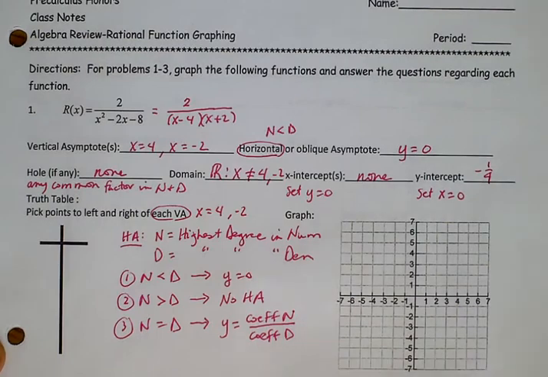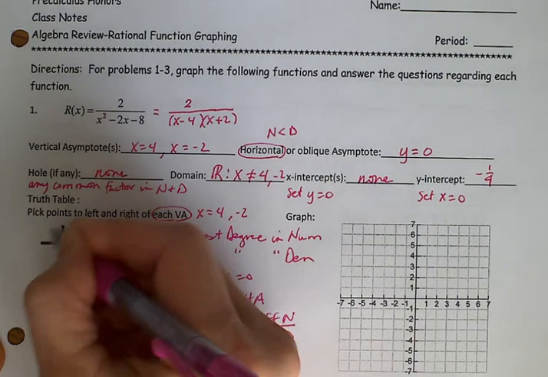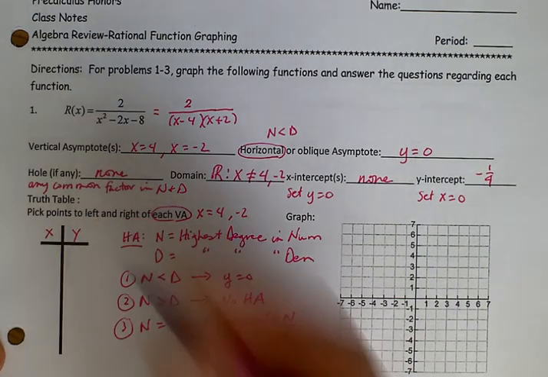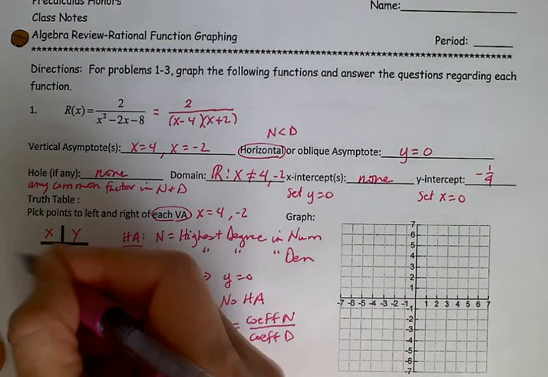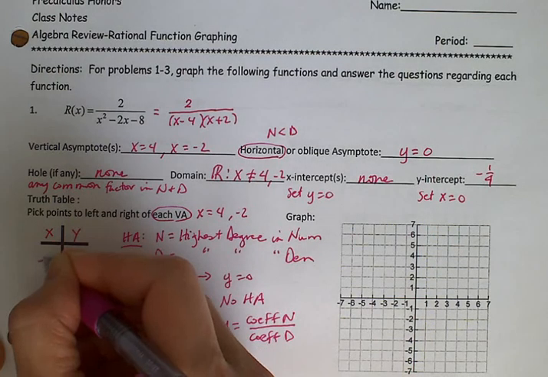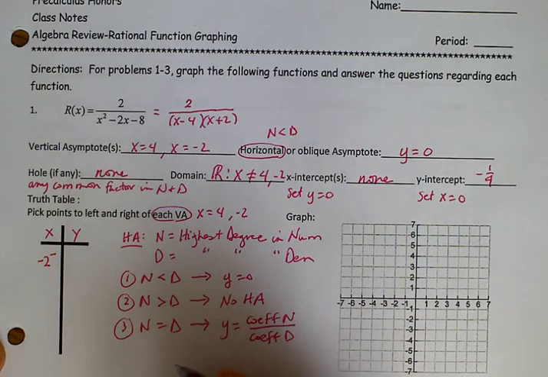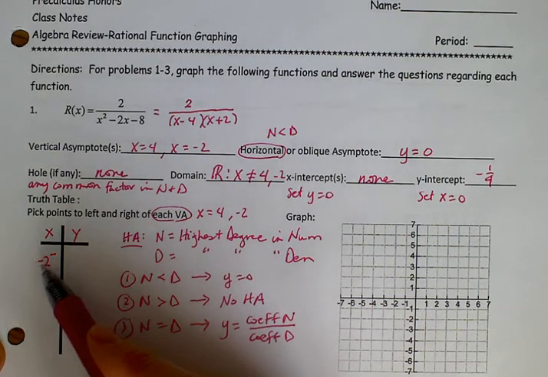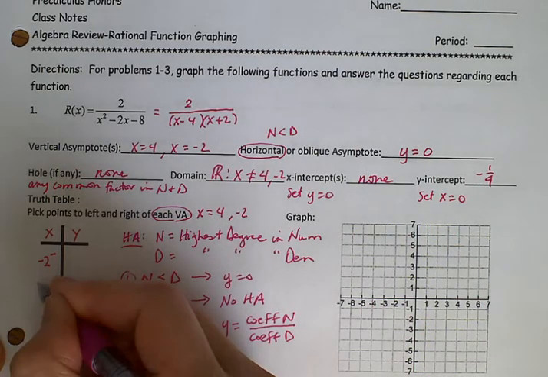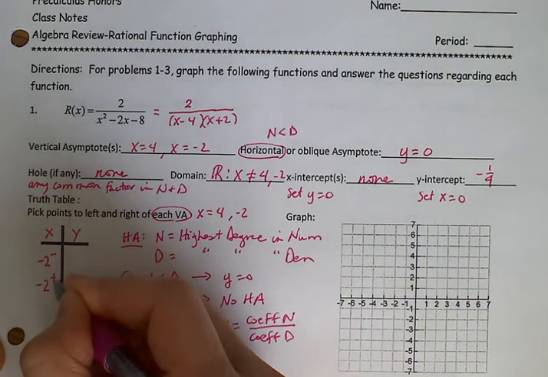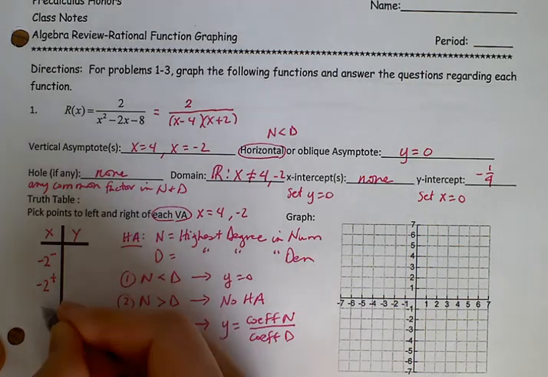Okay, so I'm going to set it up this way. Here are my x values and then the corresponding y values. So I'll first start off with a negative 2. So I'm looking at negative 2 and a number to the left of it. So that's the notation I'm using, negative 2 to the left of it. And then I have negative 2 to the right of it. And then I'll use the other vertical asymptote, which is 4 to the left of it, and then 4 to the right of it.